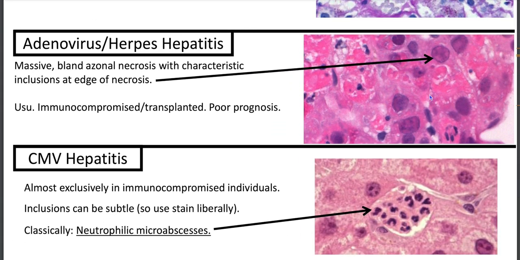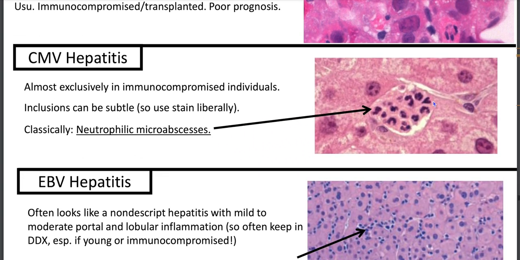Adenovirus/herpes hepatitis: you'll have massive bland azonal necrosis with characteristic inclusions at the edge of necrosis. It's usually in immunocompromised transplanted patients, and it has a poor prognosis. CMV hepatitis, just like HSV, can appear anywhere, and that includes the liver. This is almost exclusively in immunocompromised individuals. The inclusions can be subtle, so stain liberally if you're suspicious, and classically you'll see neutrophilic microabscesses.